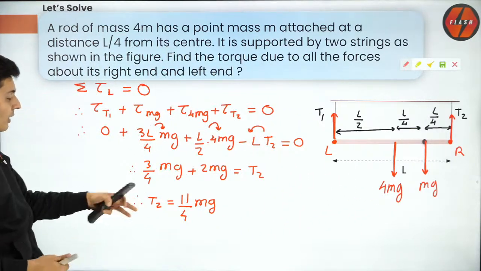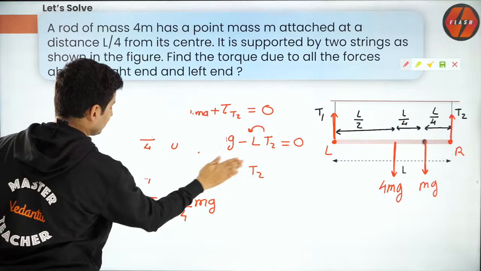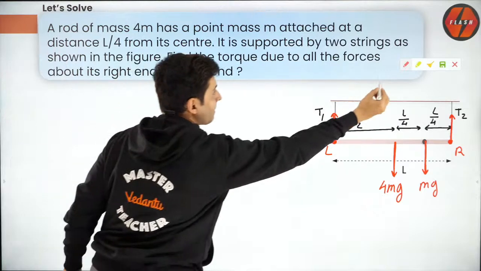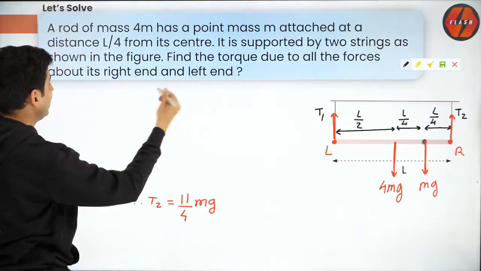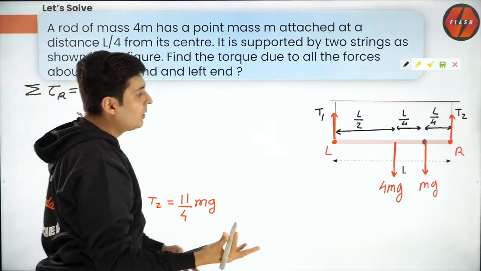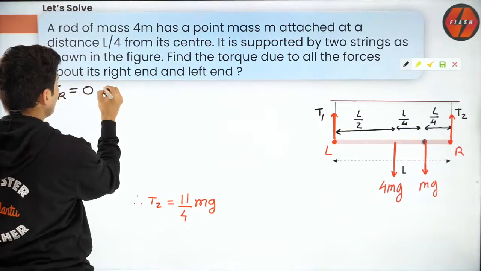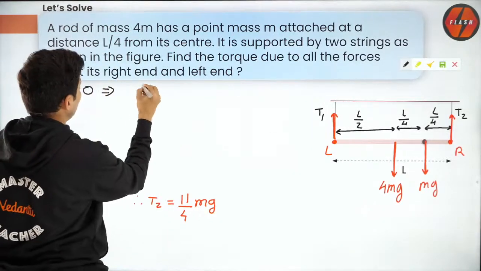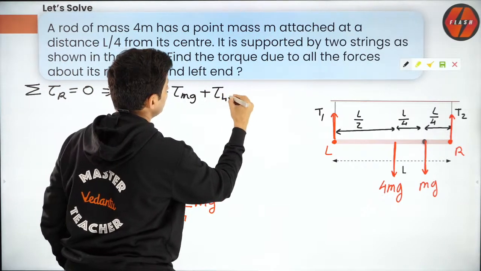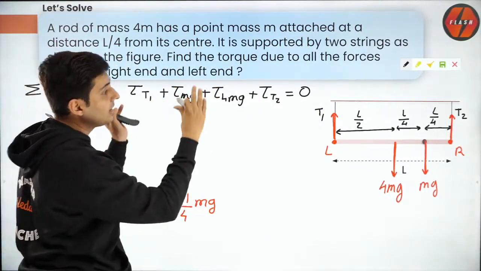Now if T2 is known, you can also find T1 by the same approach. If you take the net torque about the right point, think about it, net torque about the right point should also be 0. Why? Because the rod is not rotating, it is at rest. So net torque should be 0. So who all are contributing in this? Again, torque due to tension 1, torque due to mg, torque due to 4 mg, and torque due to tension 2. All their contribution totally is 0.